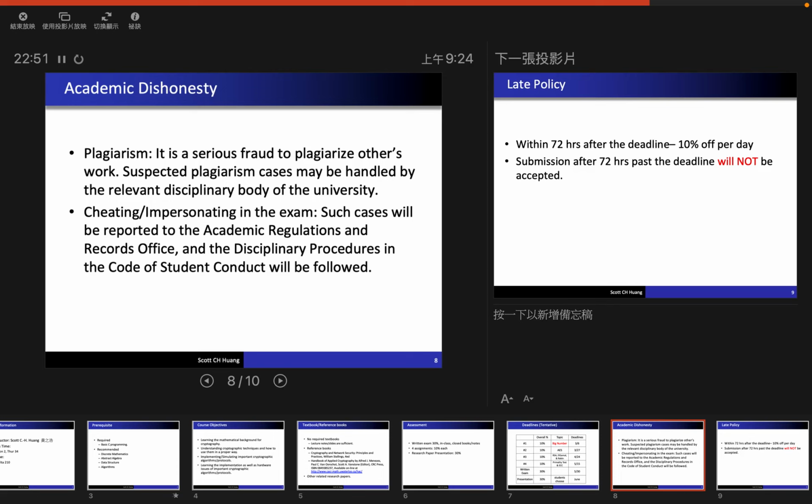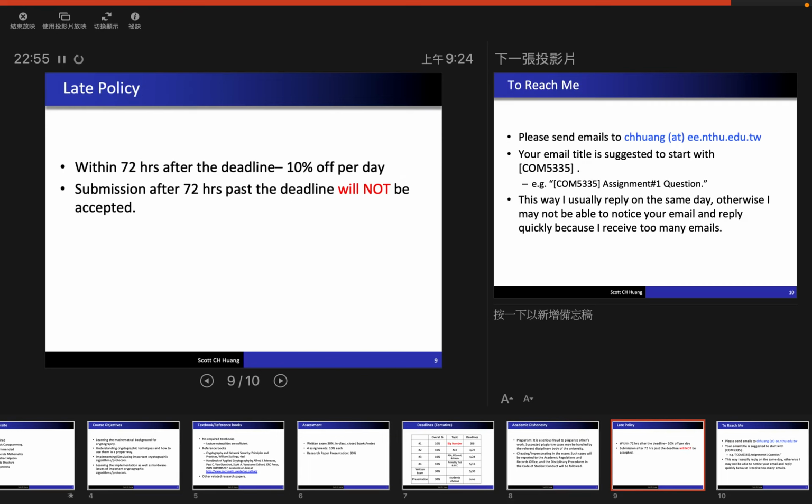Okay, so that's regarding plagiarism. For our assignments, our late policy is 3 days after the deadline, and we will deduct 10% of the maximum grade per day.